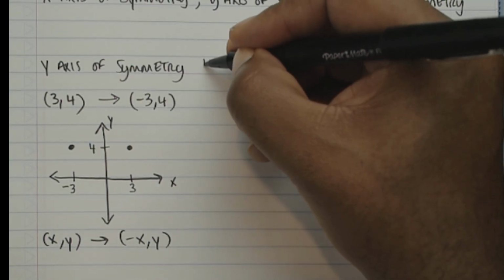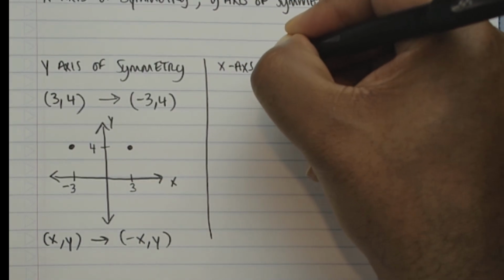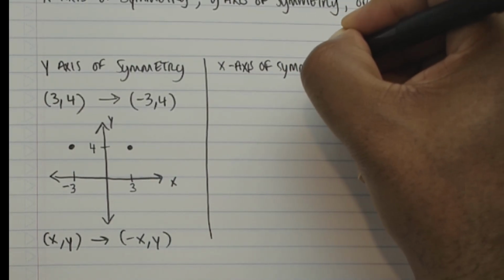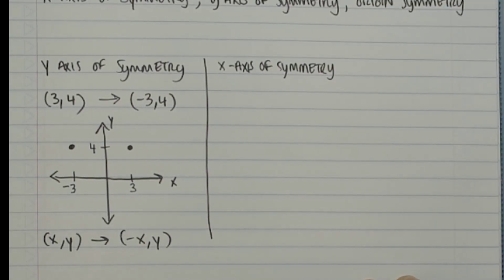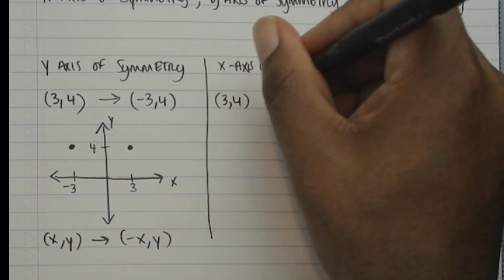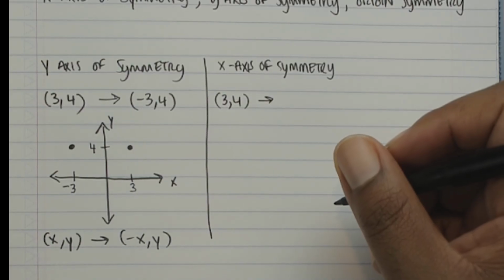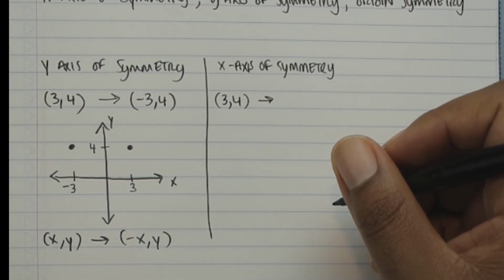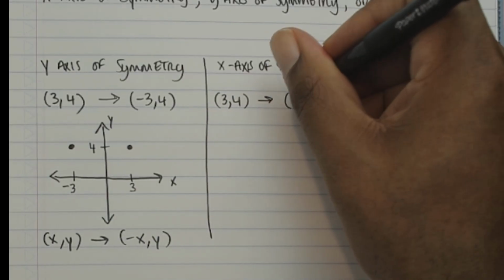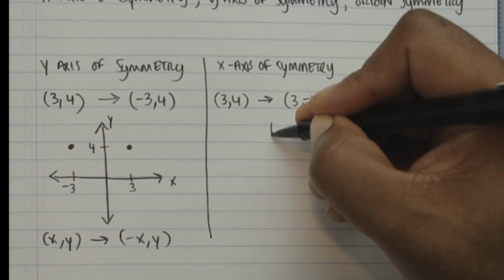Now let's look at x-axis of symmetry. The x-axis of symmetry is as follows. If you have the point (3, 4) on a graph, and that graph is symmetrical about the x-axis, then the point (3, -4) would be on the graph. Just to give you a visual.